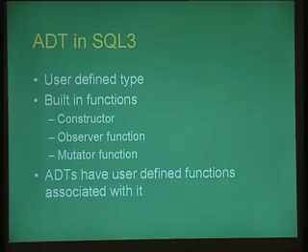Then there is an observer function, which is basically like the get operation. So you can get the values of different hidden variables that the ADT defines. And the mutator function, which is the put function, where you can actually change these values. And ADTs may also have user functions associated with them.